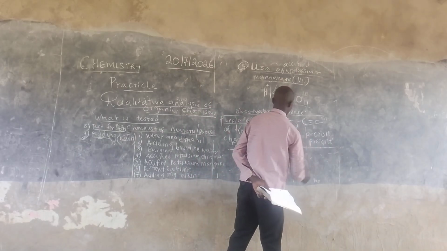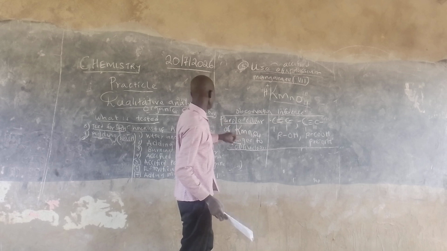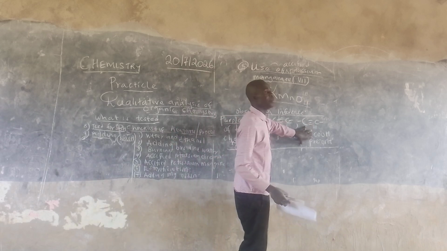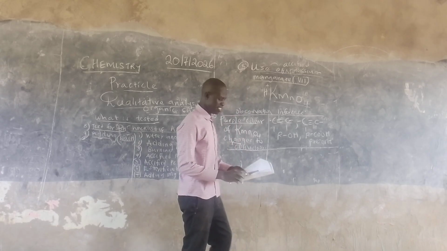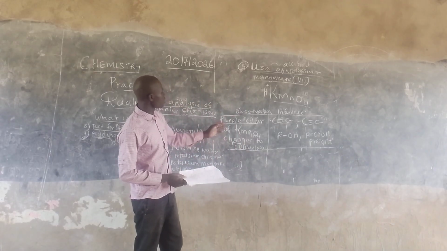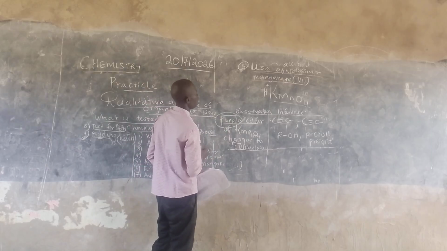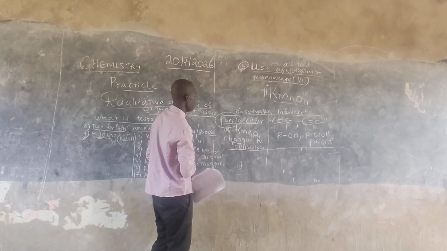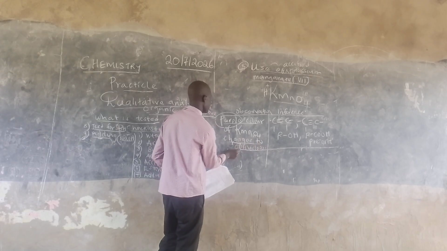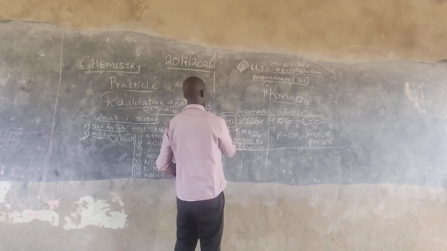What if the purple color retains, or the purple color remains purple? Then we say these are absent. That's how we do it. It is very, very simple, students. What is very important here is to master the color of potassium manganate 7 and how it changes to which color. It changes to colorless.